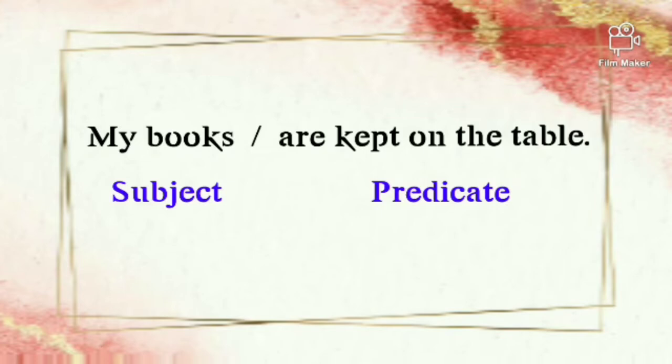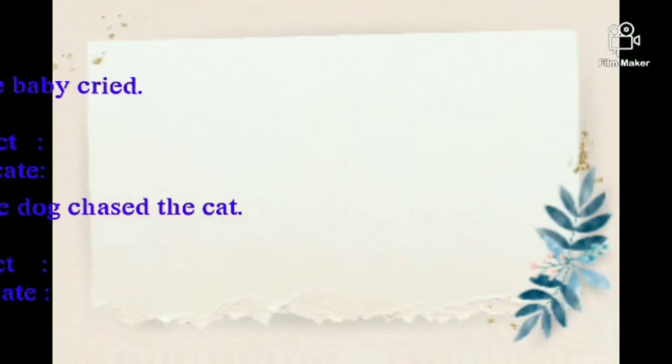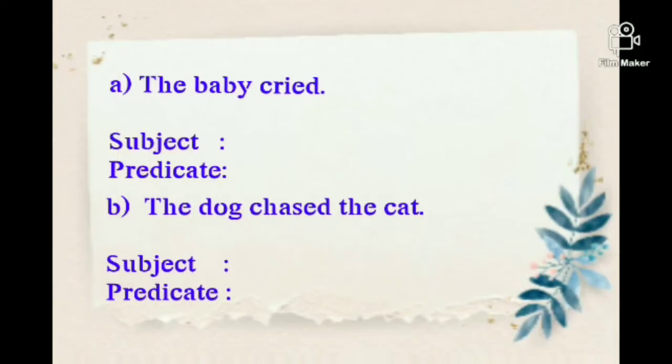Note that all sentences have a noun or a pronoun component called the subject and a verb part called the predicate. Let us see a few more examples to learn it. The baby cried. The dog chased the cat. Dear children, can you find the subject part and the predicate part of these sentences? If you need time, you can pause the video, and once your answer is ready, you can play the video.